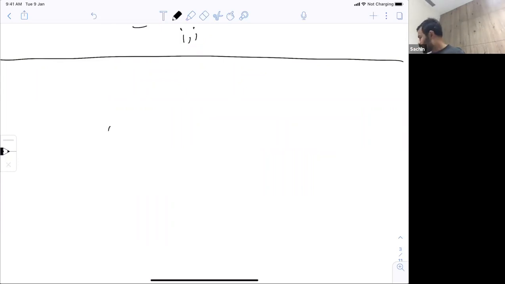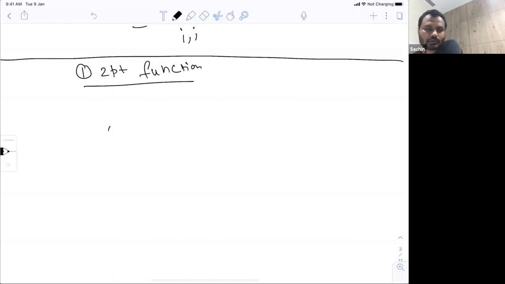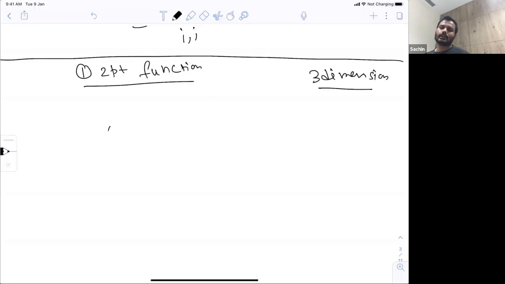Let me summarize what we have done, and then we'll go slowly to some of the details. Let me first discuss number one, at the level of the two-point function. We'll be concentrating on three dimensions. At the level of the two-point function in three dimensions, apart from the parity even correlator, there is a chance of a parity odd correlator. It turns out that parity odd correlators have not been discussed much in the literature, and there is a particular reason for it, which I'll come to in a minute.